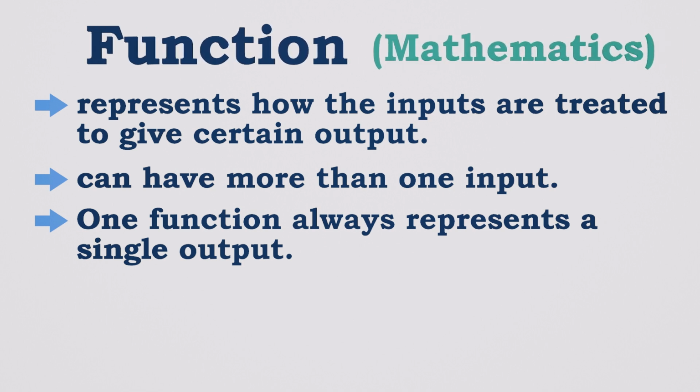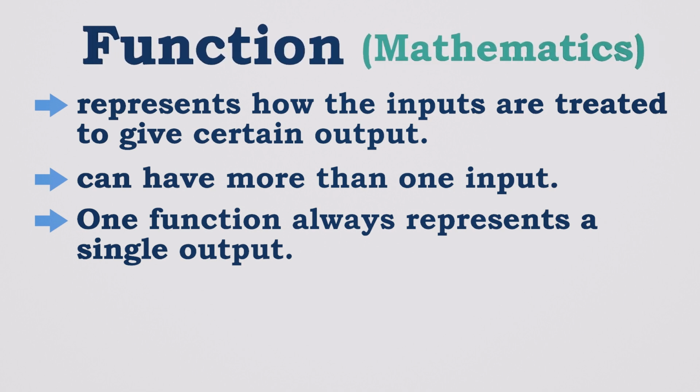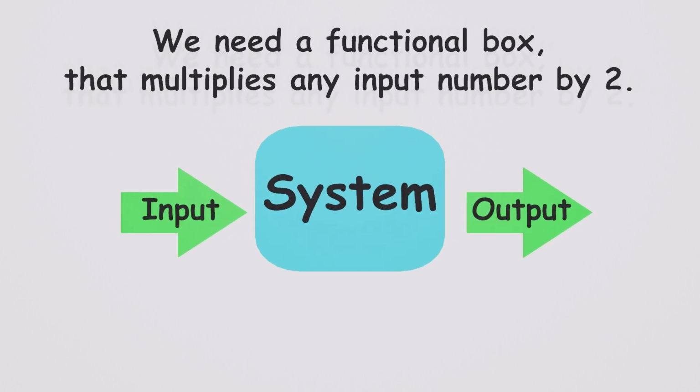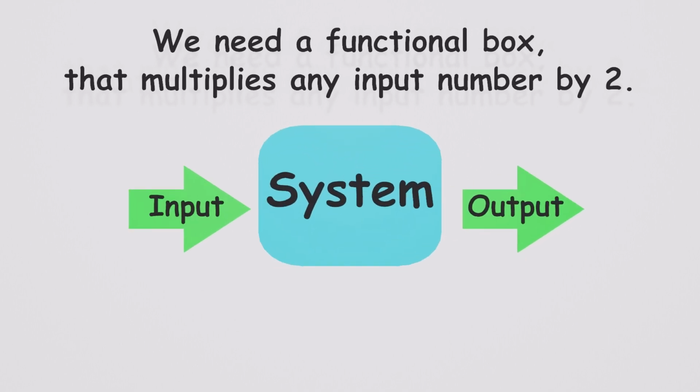Now let's bring these concepts into the realm of mathematics. In mathematics, we deal with numbers, and just like machines, we can create functional blocks that take input numbers, process them, and give outputs. For example, let's say we need a functional box that multiplies any input number by 2. We can show the output of this system like this.